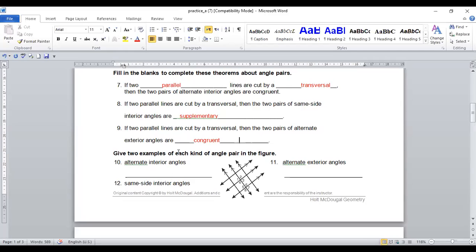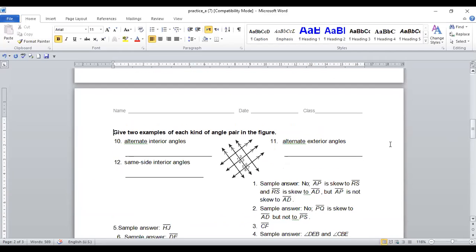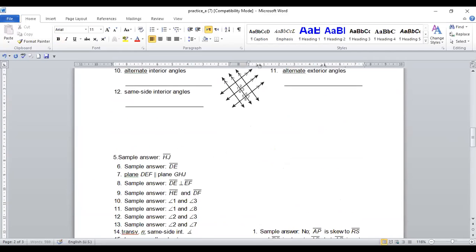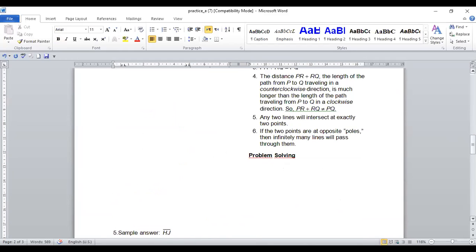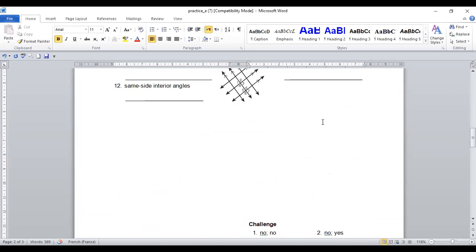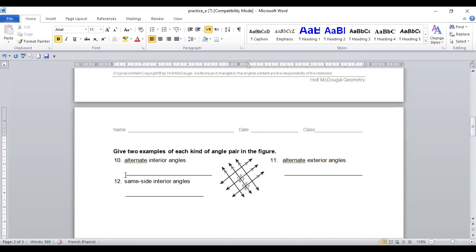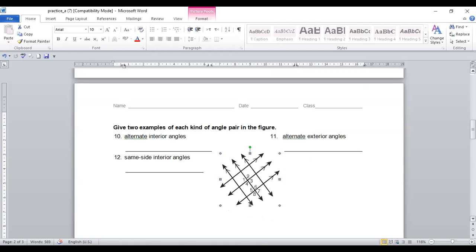Okay, now let's do this one. Give 2 examples of each kind of angle pair in the figure. Let me move this question to the next page. These are not the answers for you. Is the challenge. So the next one is question number 10. Give 2 examples of each kind of pair in the figure. So this is the figure which they have given. Let me make it a bit bigger so that it will be clear. So this is angle 1, 2, 3, 4 and so on.